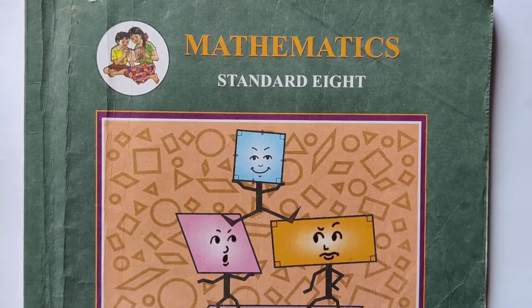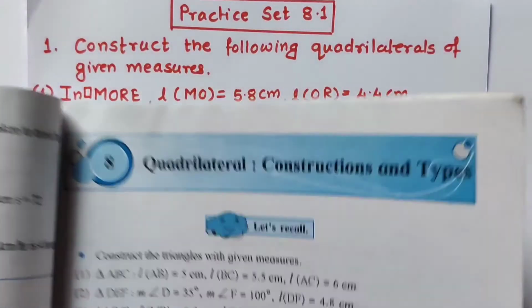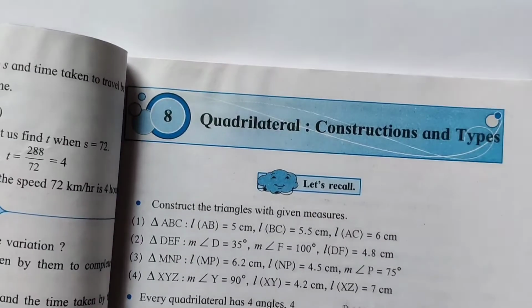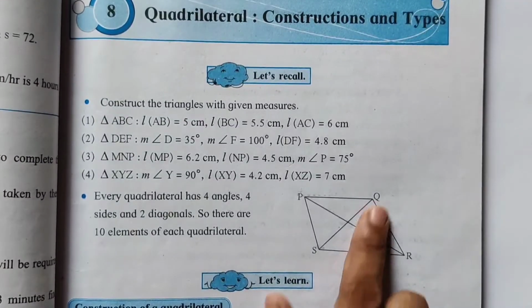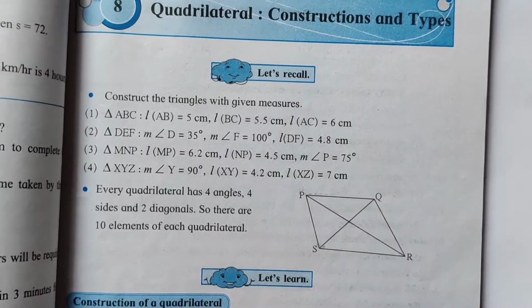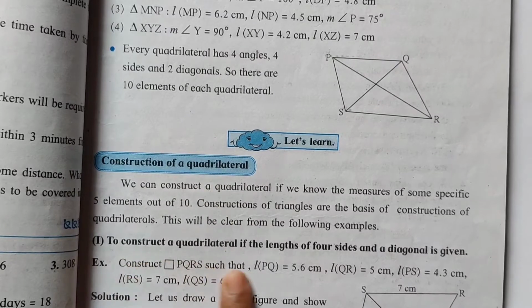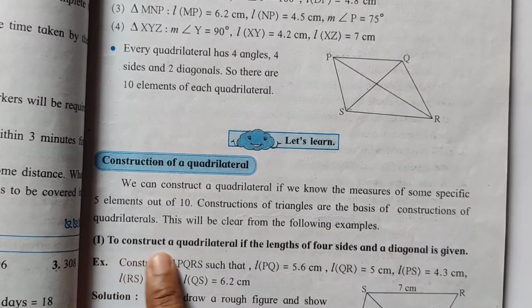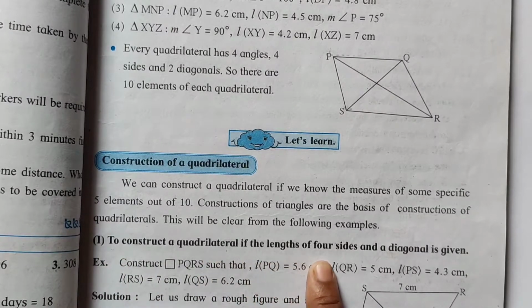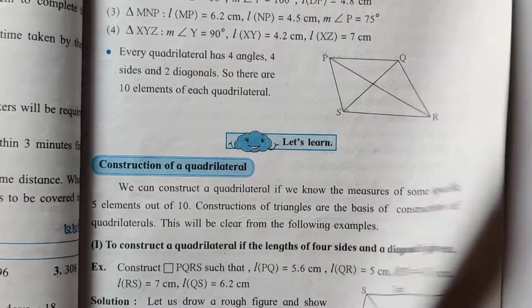Hello children. In my previous video, I had explained lesson number 8, quadrilateral and construction types. In this lesson, we have seen the meaning of quadrilateral. Then we have seen 4 different constructions of quadrilateral where 5 elements are given and we can construct a quadrilateral. First one is to construct a quadrilateral if lengths of 4 sides and a diagonal are given, so 5 elements.